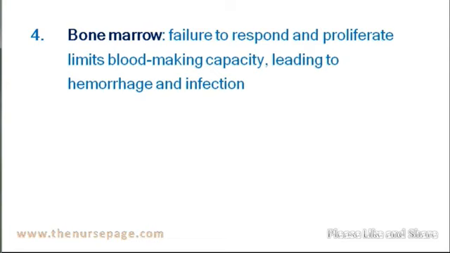Next one is bone marrow failure to respond and proliferate, which limits blood making capacity. It leads to hemorrhage and infection. So after the transplant, 10 to 28 days, normally the transplanted bone marrow starts to work. So if it fails to work, it will lead to hemorrhage and infection.